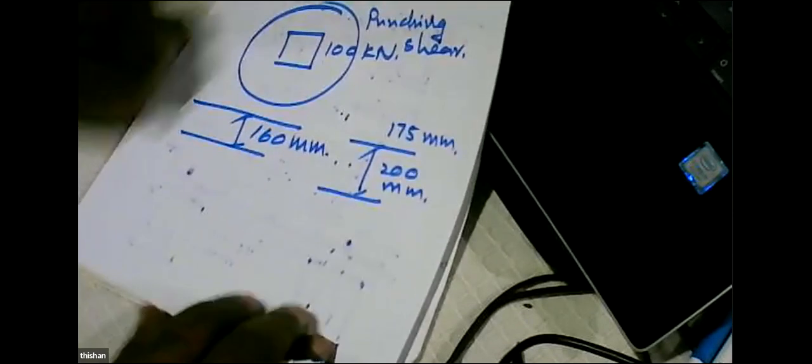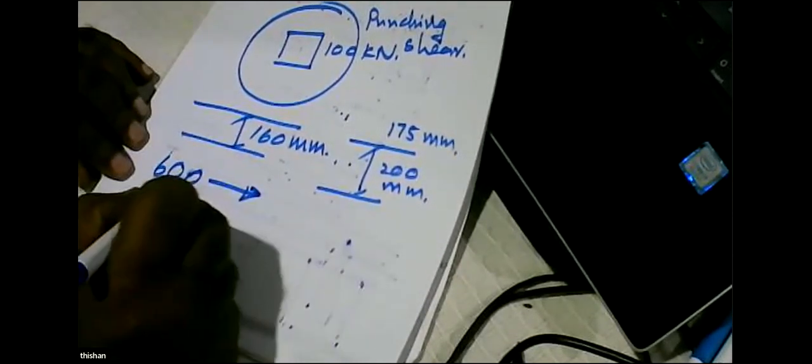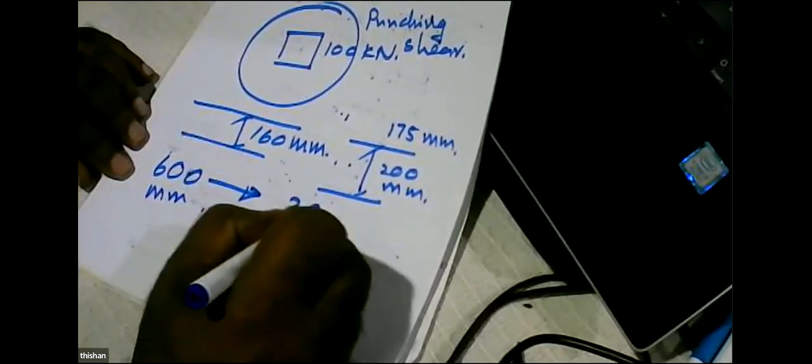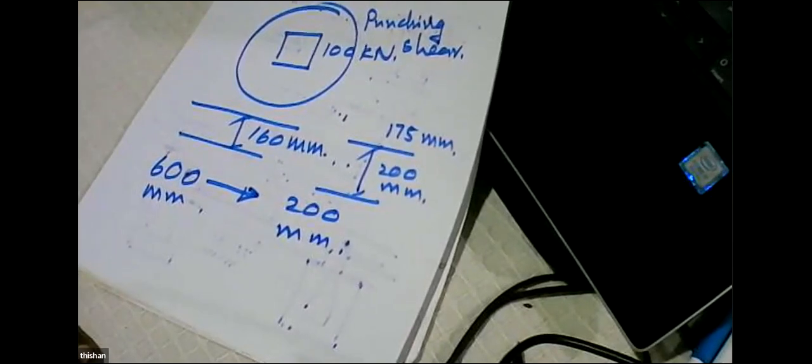So 175 is enough, but sometimes, you know, to give a little more robustness, we can actually use 200 millimeter as well. Because now you can see we are making a significant saving, because instead of using a 600 millimeter slab, we are going for a 200 millimeter slab with some beams once in a while.